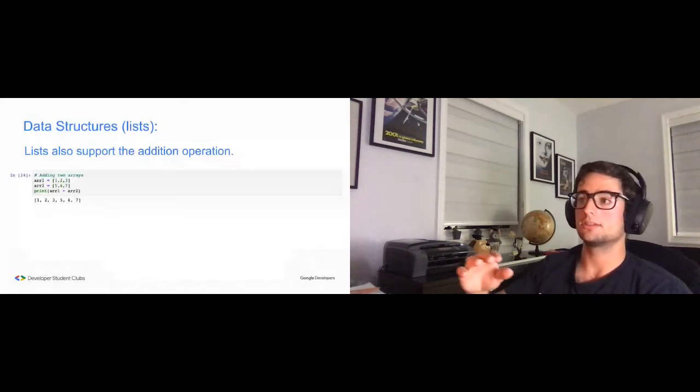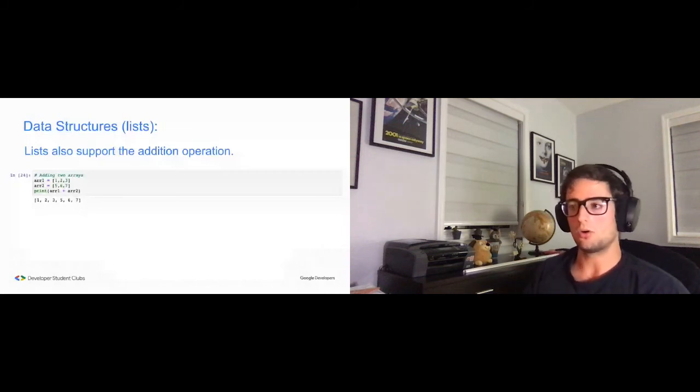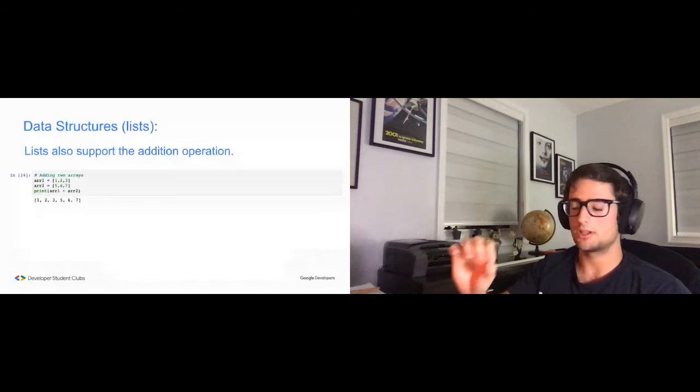Now, a really important data structure is dictionaries. You might know dictionaries as an object or as a hash map in Java, but in Python, they're called dictionaries and they're extremely important.